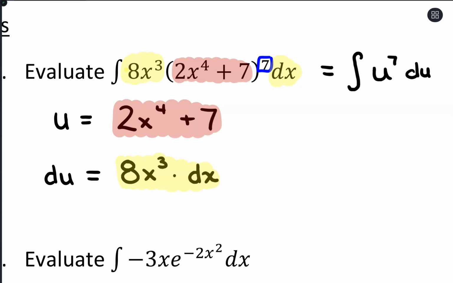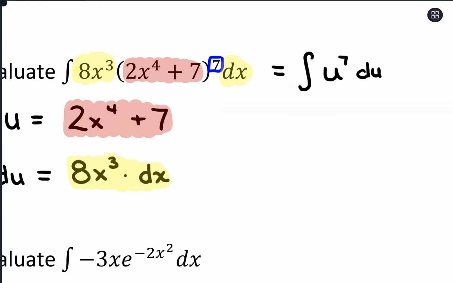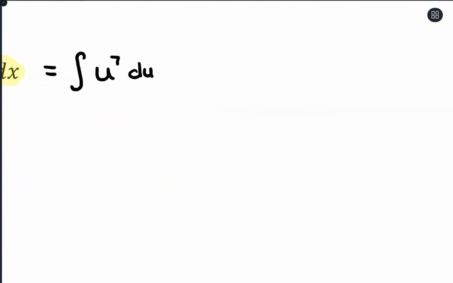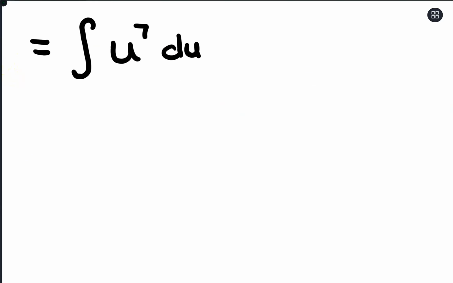I've just replaced things in terms of a variable u, but everything's accounted for. The 8x cubed is part of du, 2x to the fourth plus 7 is u, and then we have our exponent of 7 on u, and then the dx is part of du. So now we can pretty much ignore everything over there and just focus on the antiderivative of u to the 7th du. And with that, it's just our power rule for taking the antiderivative.